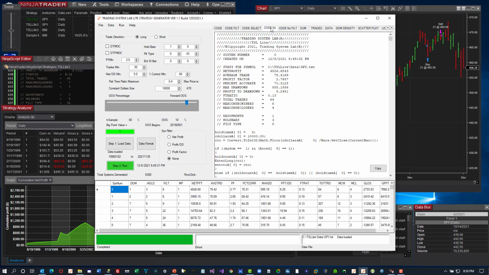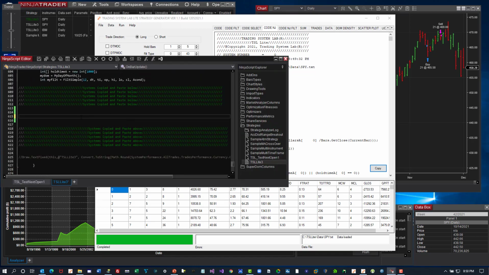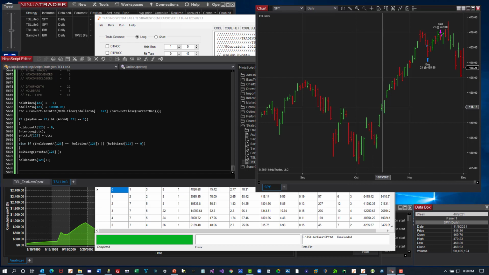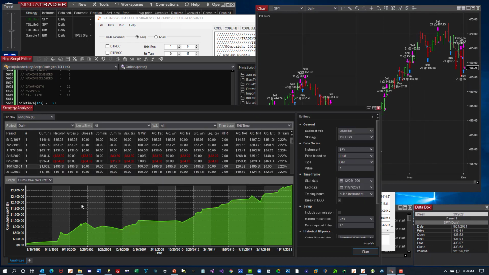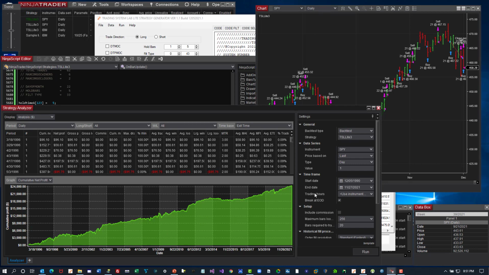Here's the NinjaTrader code. I'm going to copy that code, and I'm going to paste it into the NinjaTrader editor where it goes. F5 to compile the code. It's compiled. F5 to run that code on a chart. And I'll also backtest that same code in NinjaTrader. And here's the equity curve for that backtested strategy. And this strategy is ready to trade.